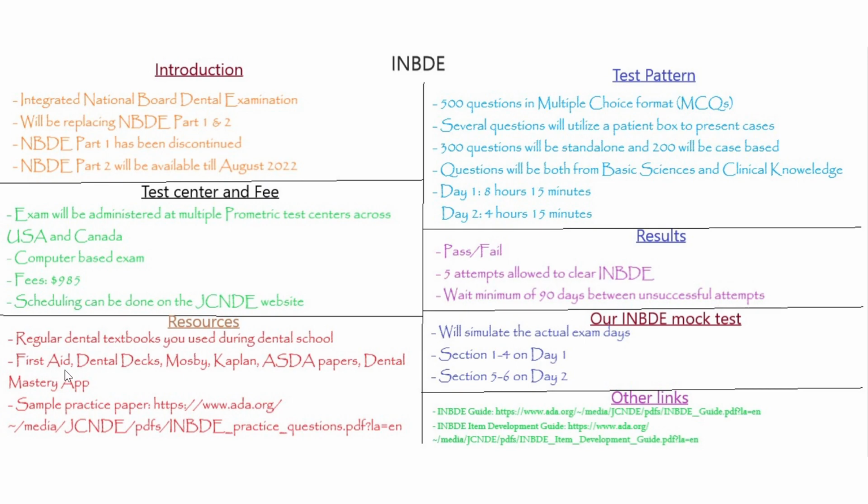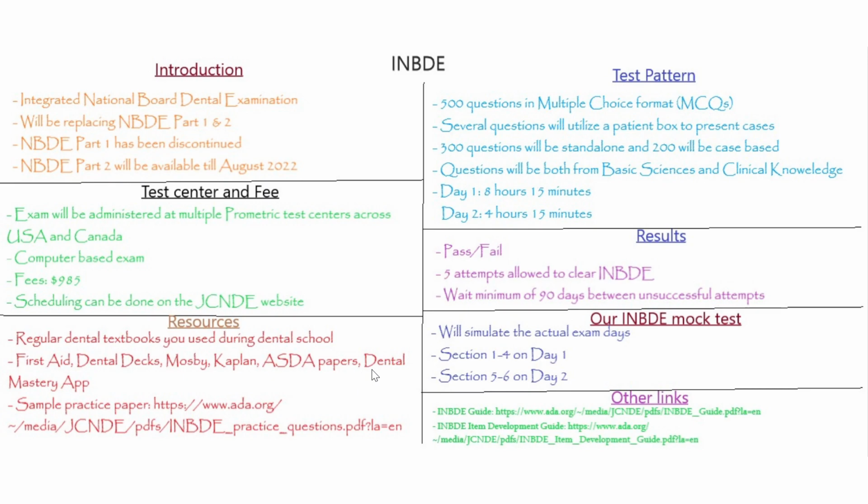So there's something called First Aid, Dental Dex, Mosby, Kaplan, ASDA papers, and the Dental Mastery app. I would suggest you go through all of these briefly and choose the one that you like the most. If you like First Aid and Dental Dex, then go for these two. If you like Mosby and something else, then go for those. I would suggest you choose at least two of the resources from among the first four, and then ASDA papers is something that you should do towards the end to just know how well you're prepared.